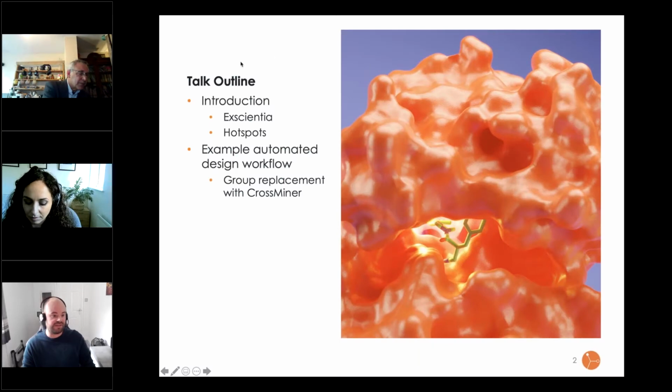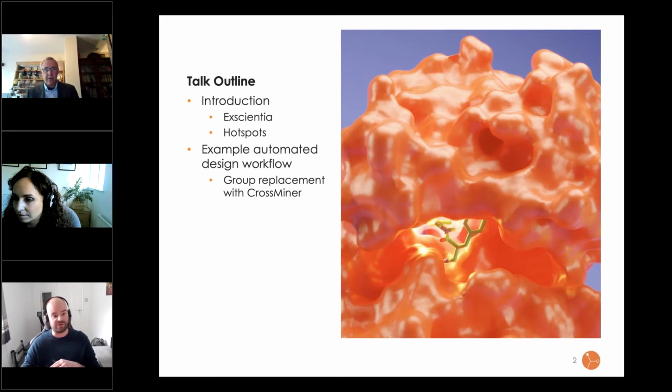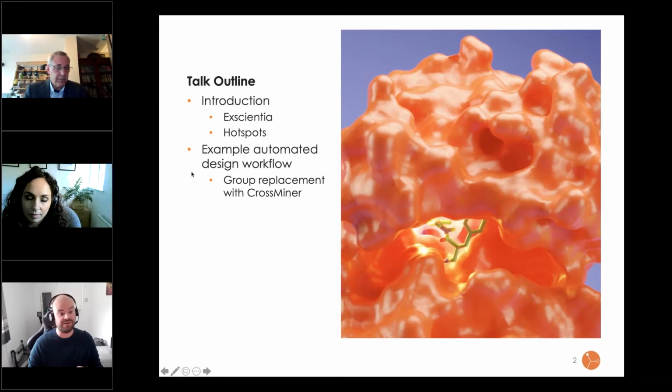So the talk's going to have 2 main sections. I'll start off with a brief introduction about Exscientia, the company, and how drug discovery is done there, and then talk about the hotspot methods, just to give a little bit of background, and then move on to some of the workflows that I've put together at Exscientia. And for this meeting, I'm going to focus on automating group replacement with CrossMiner.